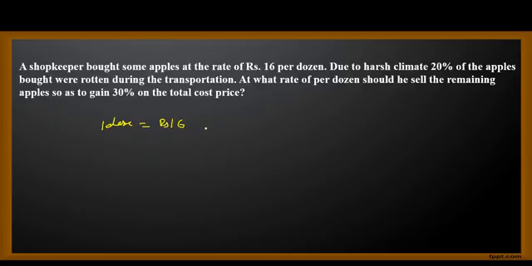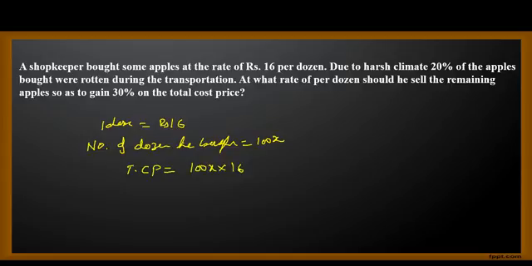Let us assume the number of dozens he bought is 100x. Why am I taking 100x? Because it deals with percentages, and to make my calculation simple. Now, what is the cost price actually for him? The total cost price is equivalent to the number of dozens into the cost per dozen, that is nothing but 1600x.